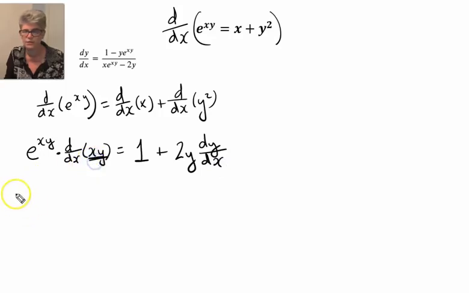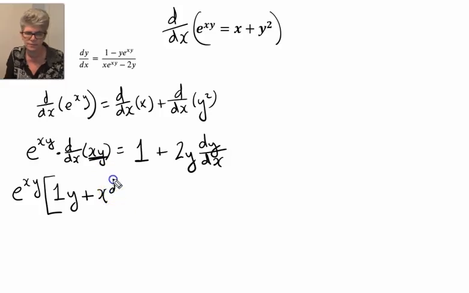I'm going to have to use the product rule for that. So it's going to be the derivative of the first one times the second one, plus the first one times the derivative of the second one with respect to x.